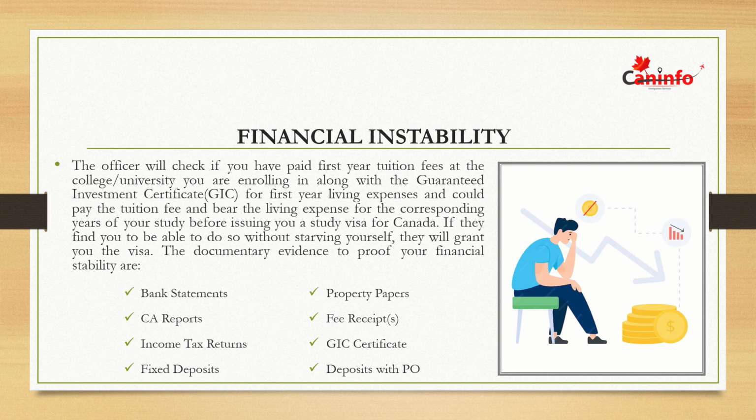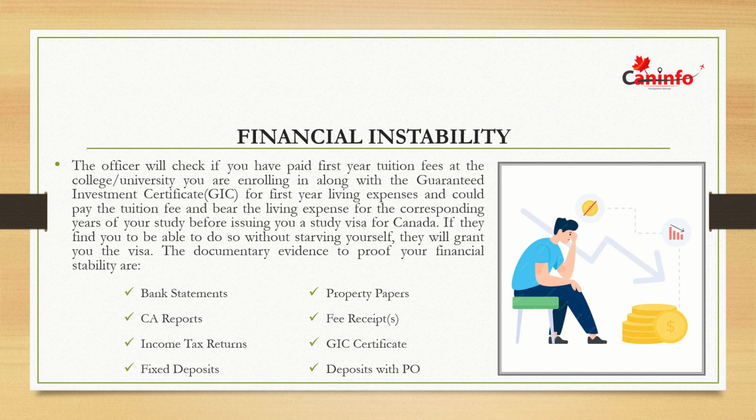You should be able to pay your first year fees. You should be able to pay your GIC for the first year, that has been increased to 20k now, which was earlier 10k. So now it has been increased to 20k. You should be able to pay the GIC, which is for the living expenses.